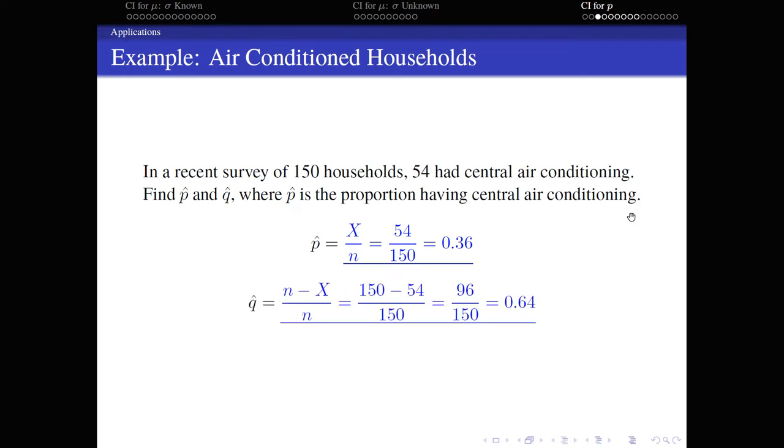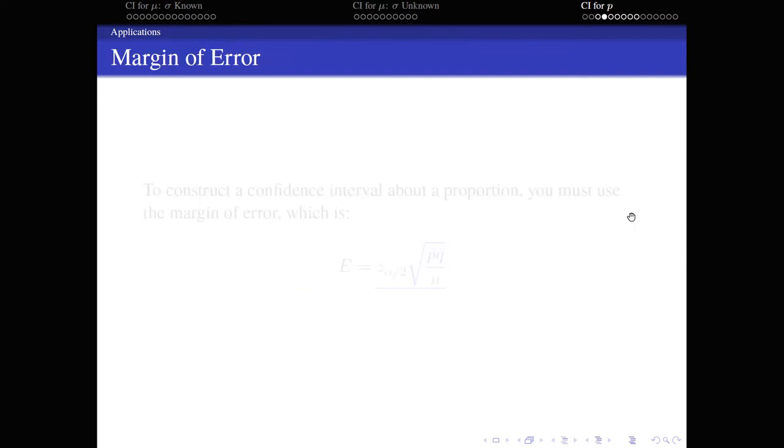If you want to use the other equation, you sure can. Just sub in X and N. So we get 150 minus 54, or 96 individuals who don't have central AC. So 96 out of 150, that gives us that 64% of households who don't have central AC.